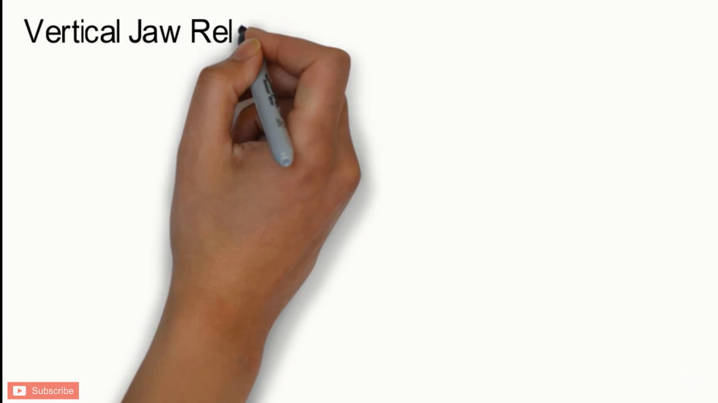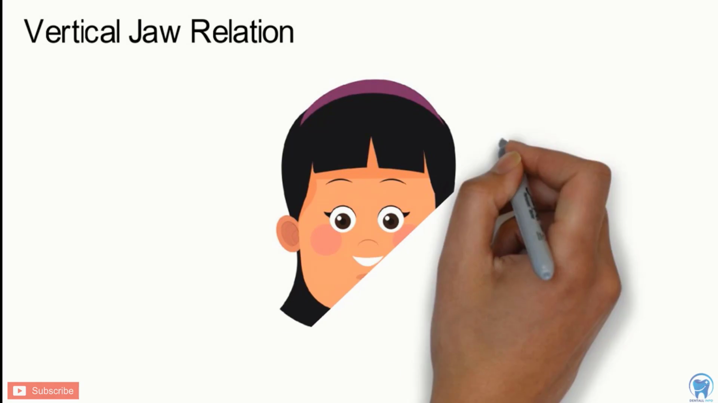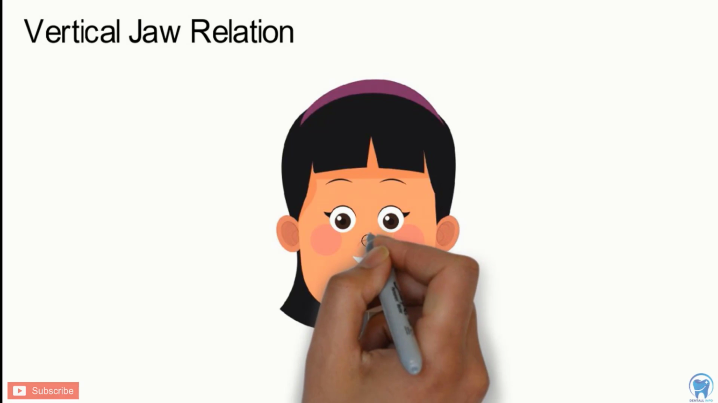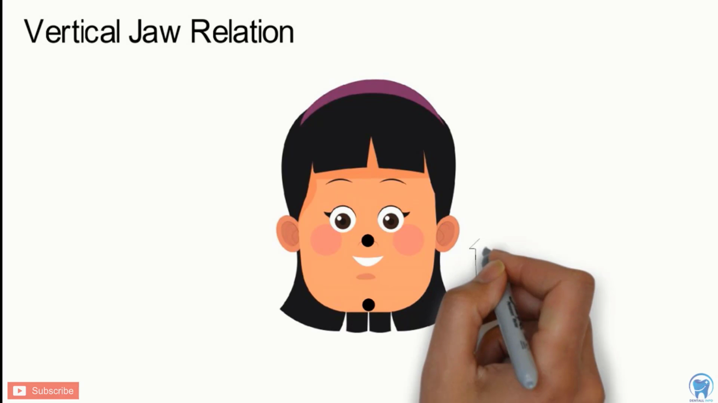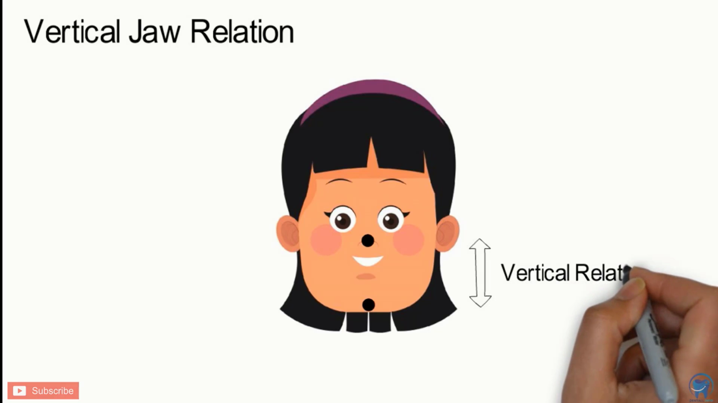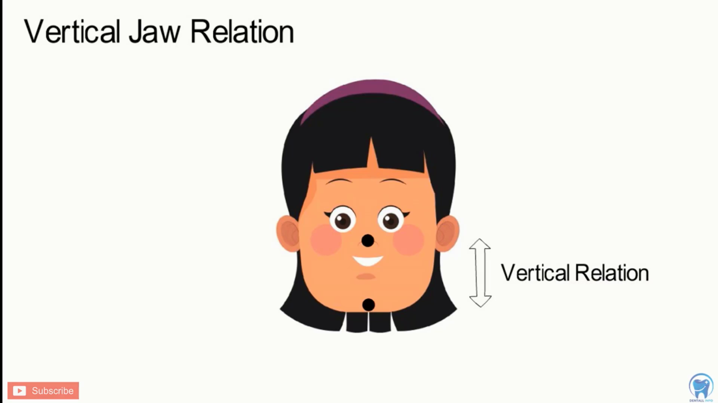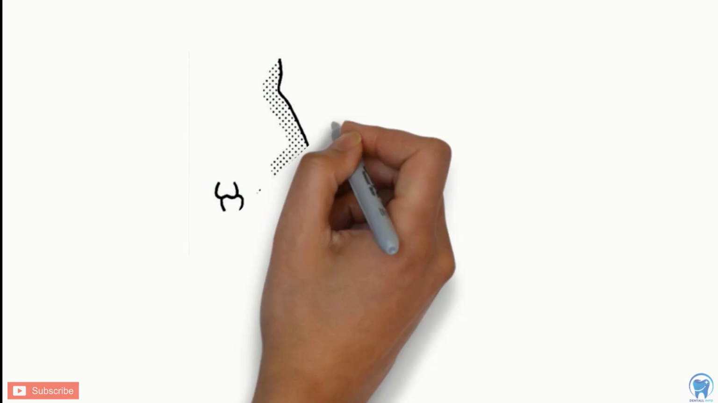So let's start with the topic of vertical jaw relation. The vertical jaw relation is defined as the length of the face as determined by the amount of separation of the jaws under specified conditions. The amount of separation is generally determined by using two anatomical landmarks, including the tip of the nose and the tip of the chin. The vertical dimension can be classified into two types.